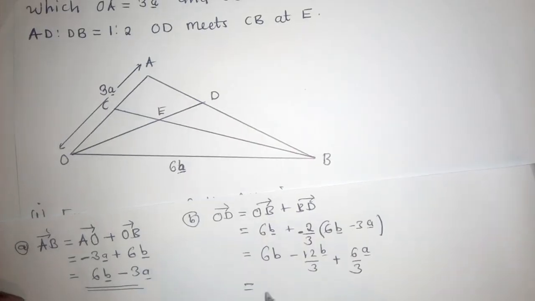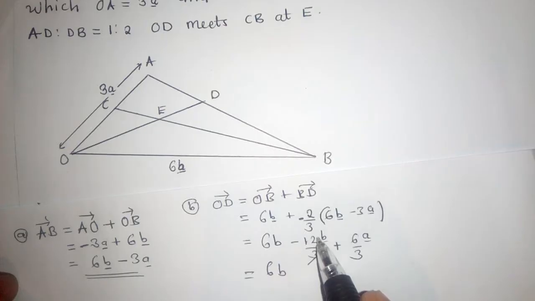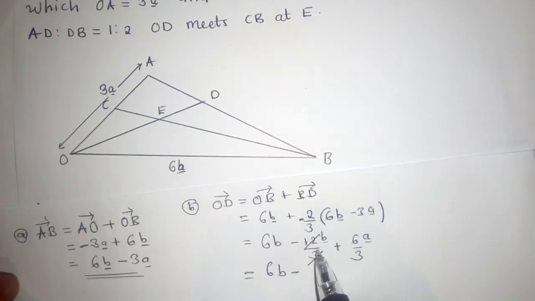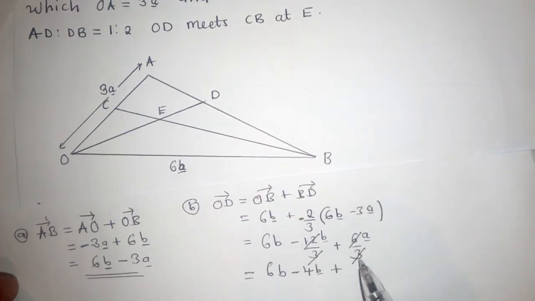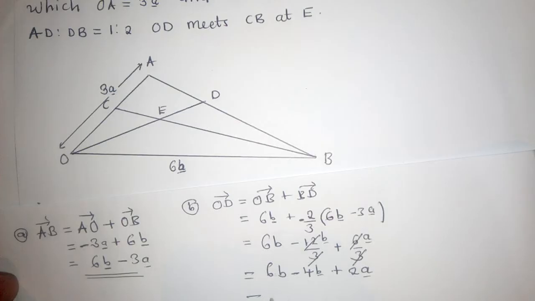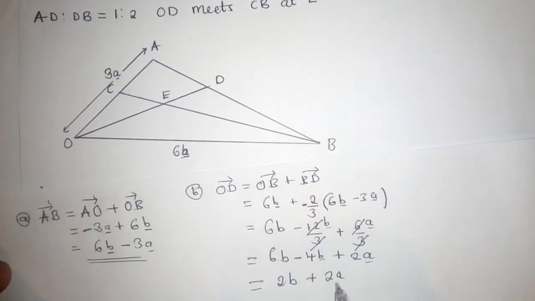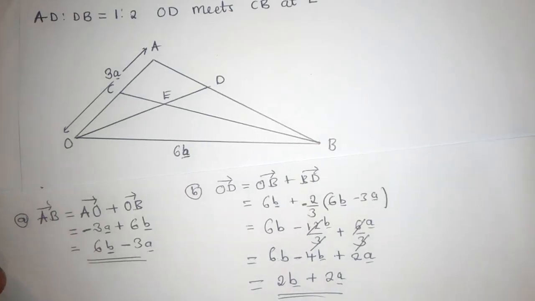So we can clean up our work. We have 6 here, b, this 3 can go into 12. How many times? It's 4 times, plus this into this is 2. So we remain with 2a. And then these two can work out. So we have 6b minus 4b, which is equal to 2b plus 2a here. So this is our solution.